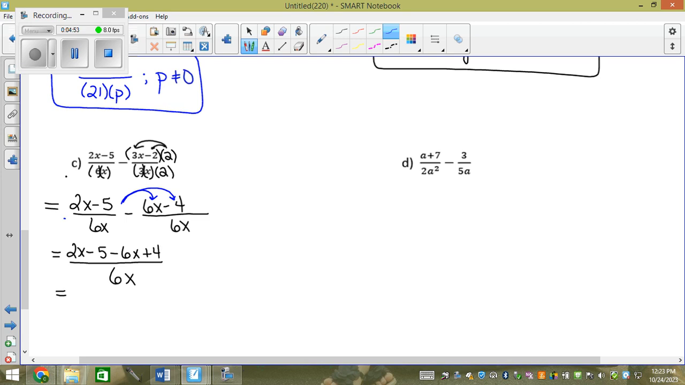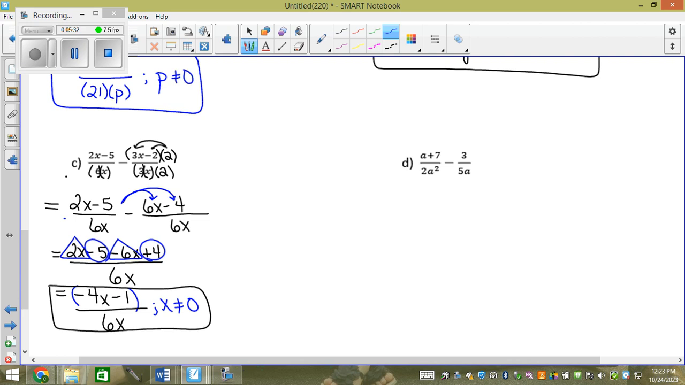So then we collect like terms. 2x minus 6x is negative 4x. And then negative 5 plus 4 is minus 1. And then this is a binomial, and it's all over 6x. What is our denominator? A binomial or a monomial? Monomial. When we have a monomial, what is our NPV just? x can't equal 0. The top is a binomial. Is anything going to go away on there? Does it have a twin in the denominator? No. So that's as good as it gets. All right, you guys do D.